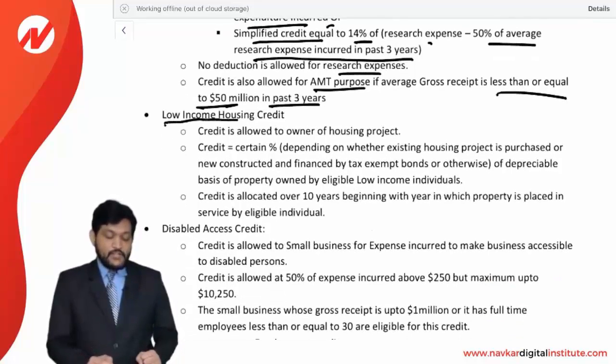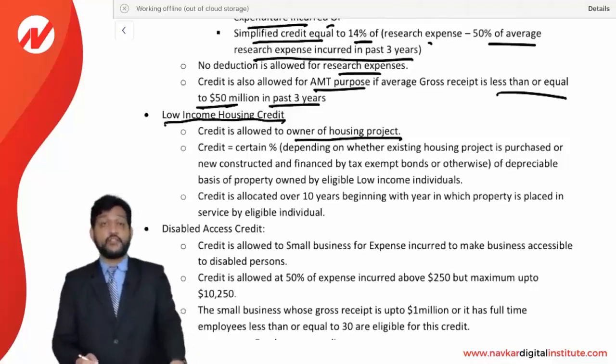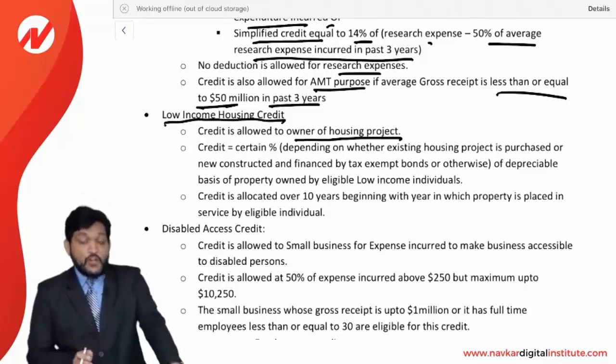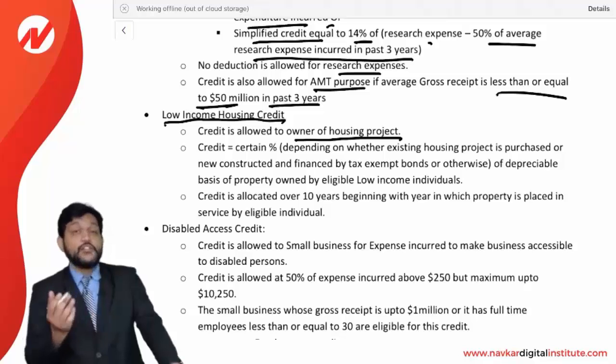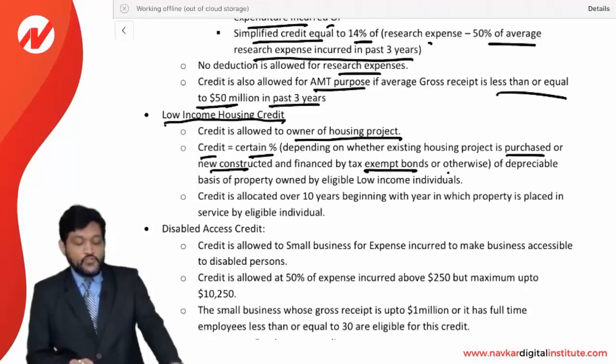Next is the low income housing credit. Credit is allowed to the owner of a housing project. If someone is having a housing project going on, then the owner will get a credit on sale of houses to a low income taxpayer. The credit is equal to a certain percentage, depending on whether the existing housing project is purchased or newly constructed, and financed by tax exempt bonds or otherwise. So that depends upon the different conditions.